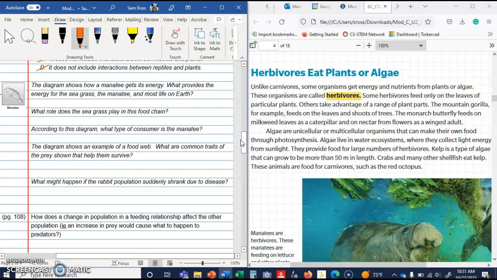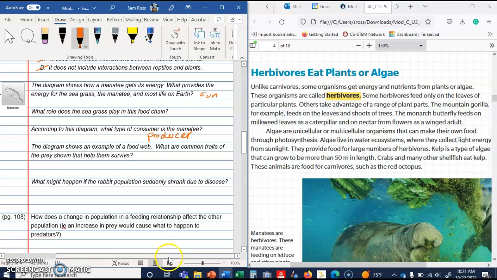The diagram shows how a manatee gets its energy. What provides the energy for seagrass, the manatee, and most life on Earth? That's going to be the sun. What role does seagrass play? Here, let me get my paper just to make sure. I believe it's producer, because seagrass photosynthesizes. Yep, producer. So the seagrass is a producer.